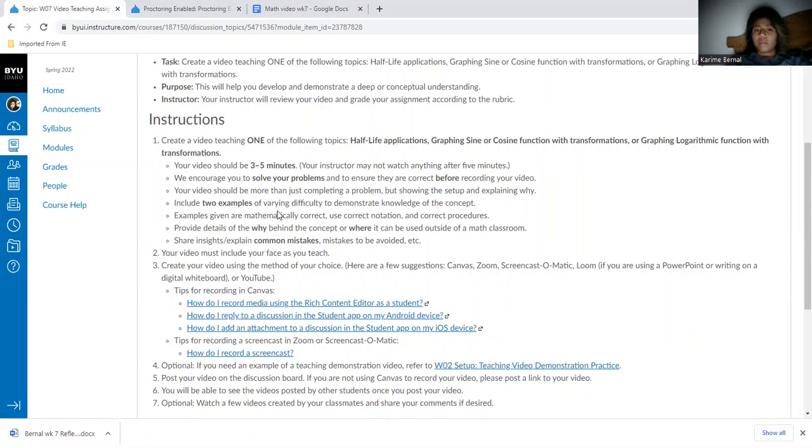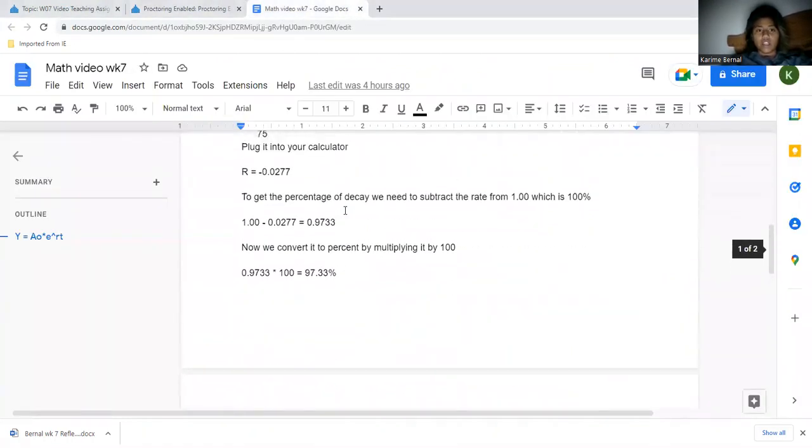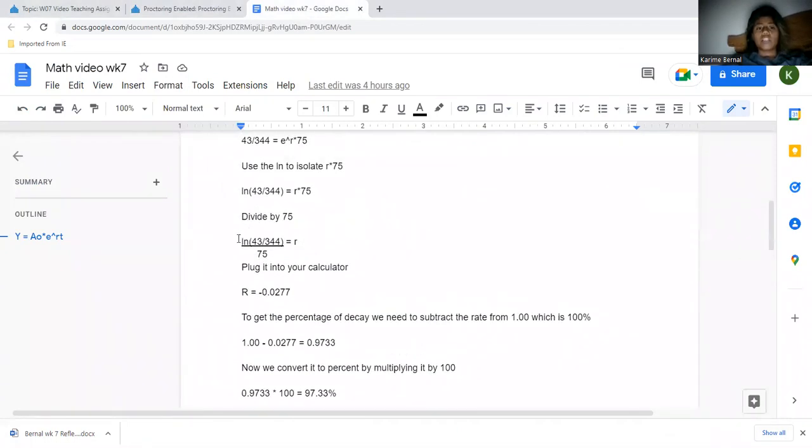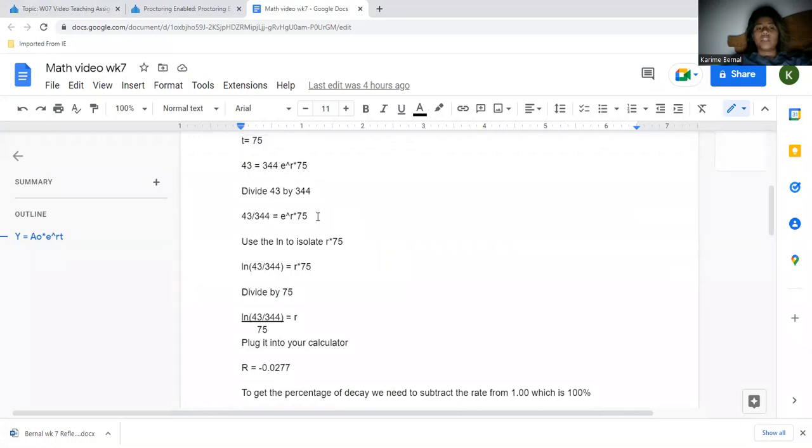But I think one of the common mistakes that we sometimes see with natural logs is that we forget to do the natural log of anything. So we get to this point and then we're kind of just stuck. At least for me, that's what happens.